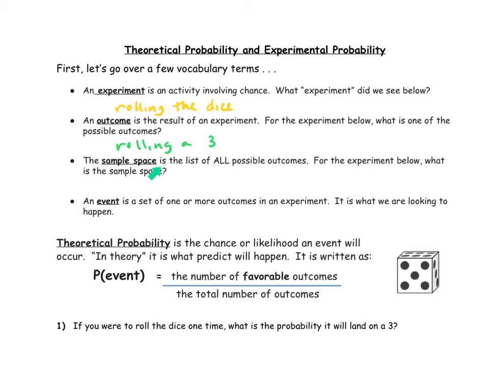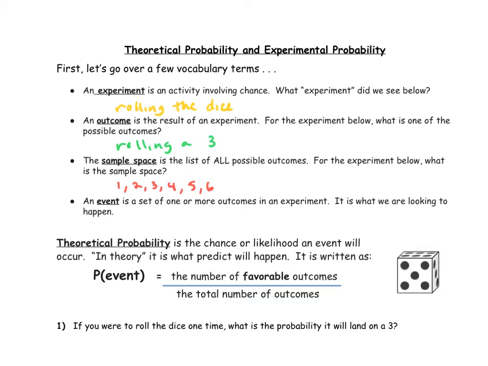The sample space is the list of all of the possible outcomes. So for this experiment here, what would be the sample space? Well, it would be 1, 2, 3, 4, 5, 6. Why would we not include 7? If you knew that 7's not on the die, that's exactly correct.